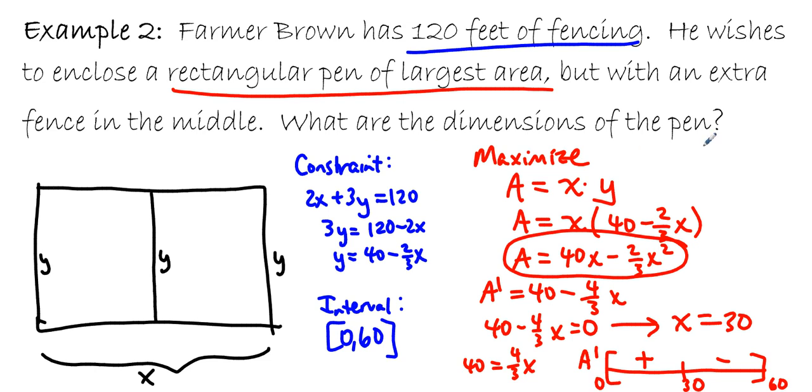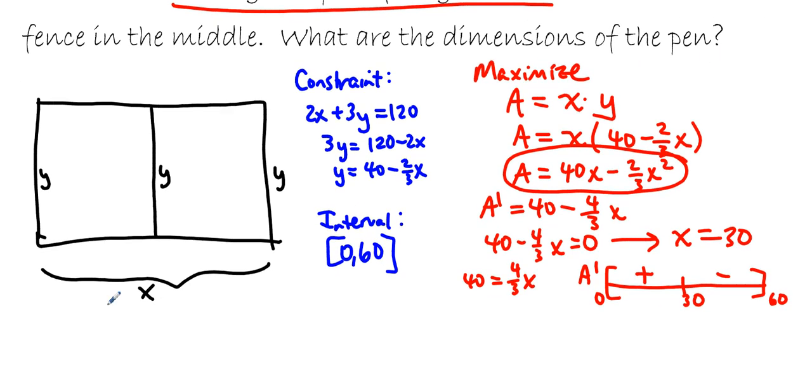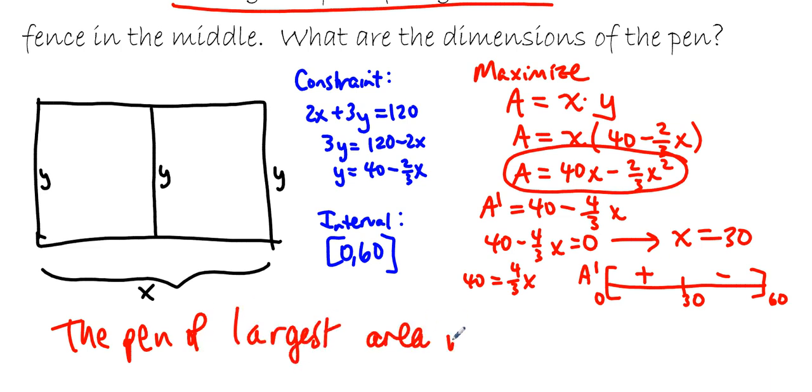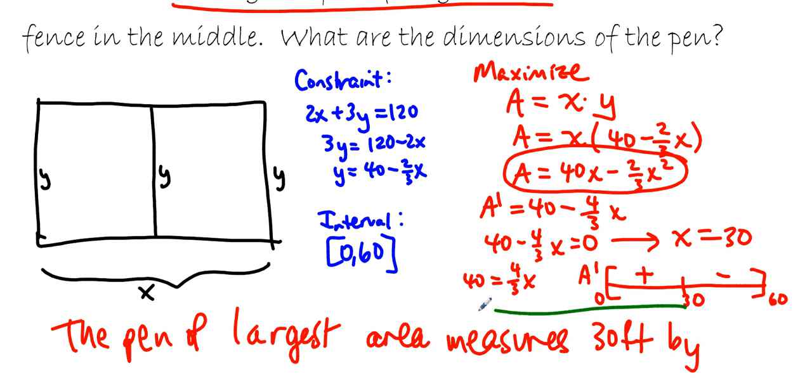So what are the dimensions of the pen? Well, the pen of largest area measures 30 feet by, let's see, so take that 30, substitute there, 20 feet. Those are the dimensions of the pen of largest area.